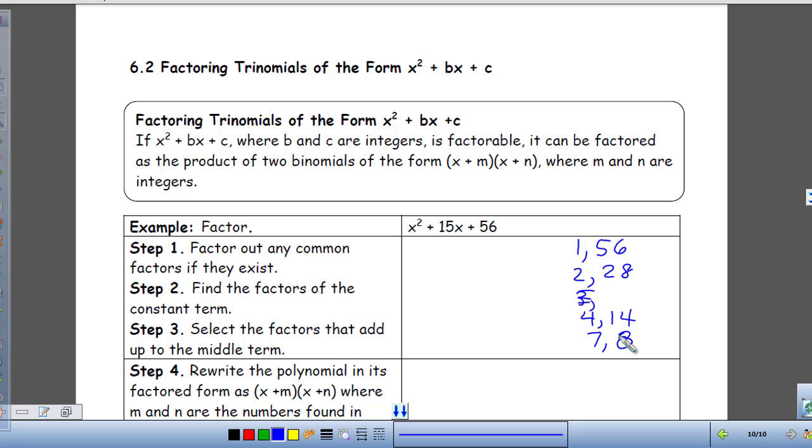All right, then it says select the factors that add up to the middle term. Okay, so which pair of factors that we've made in this list add up to 15? 7 and 8. Okay, and so it says rewrite the polynomial in its factored form as x plus m times x plus n, where m and n are the numbers found in step 3. So we can write this as x plus 7 times x plus 8.